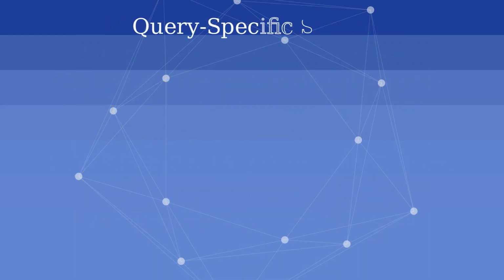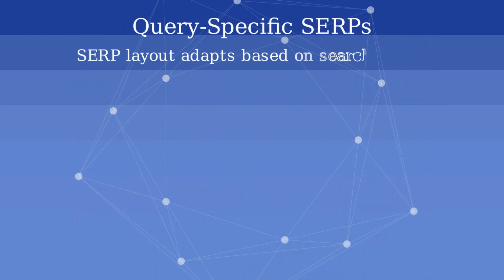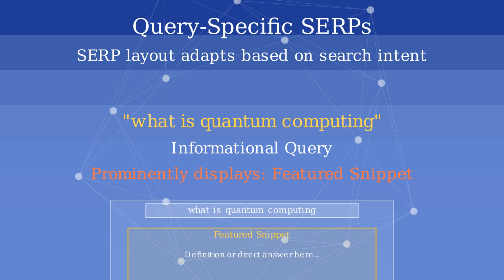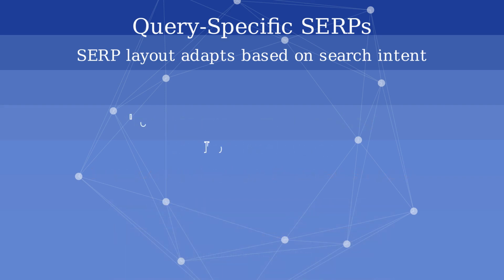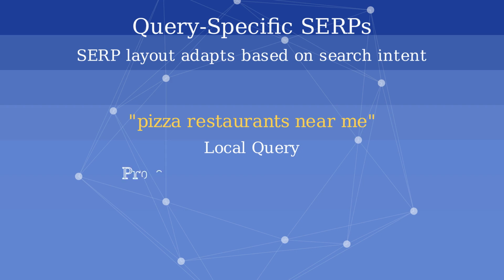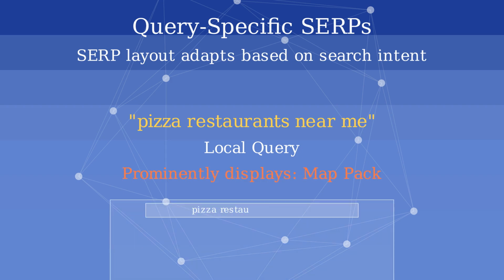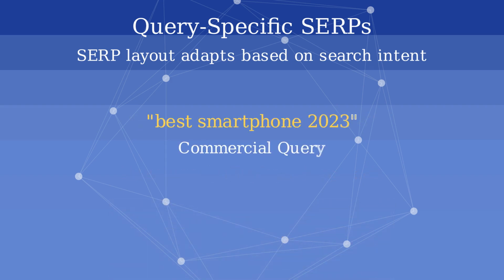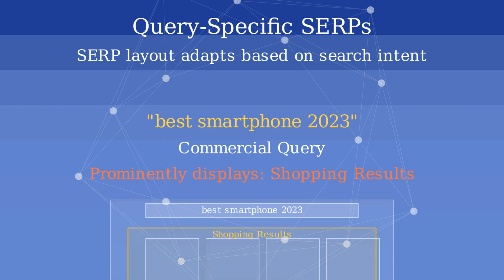SERPs are not one size fits all. They adapt based on the type of query and perceived user intent. For an informational query like "What is quantum computing?", the SERP prominently displays a featured snippet. For a local query like "Pizza restaurants near me", the SERP prominently displays a map pack. For a commercial query like "Best smartphone 2023", the SERP prominently displays shopping results.